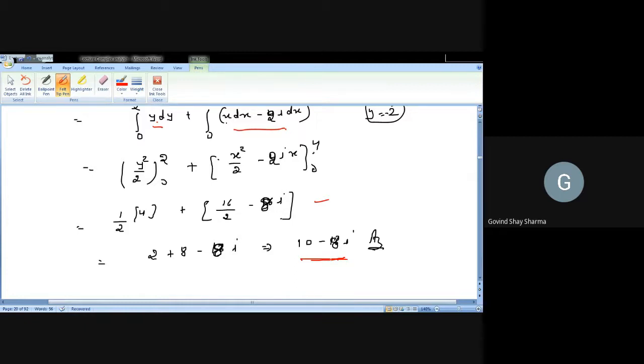Both parts of this question are important. This type of question is asked in the examination. Now I write another question.